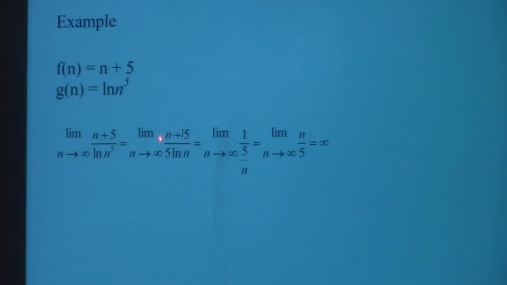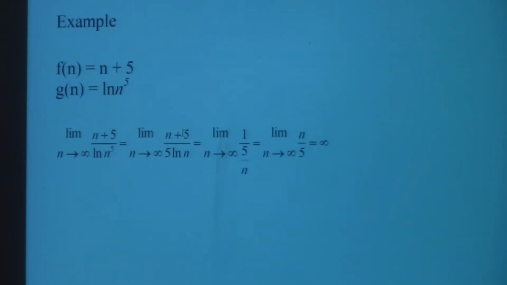So, derivative of n plus 5. Now, L'Hopital's rule applied, infinity over infinity. So this is going to equal 1, and the derivative of 5 log n is going to be 5 times 1 over n, which simplifies to n over 5. Now, clearly, as n goes to infinity, this goes to infinity, which means that which function goes faster? This function is faster. This is a slower growing function.